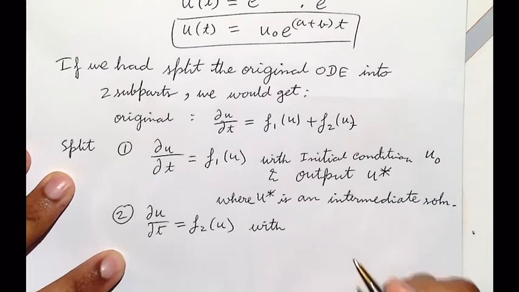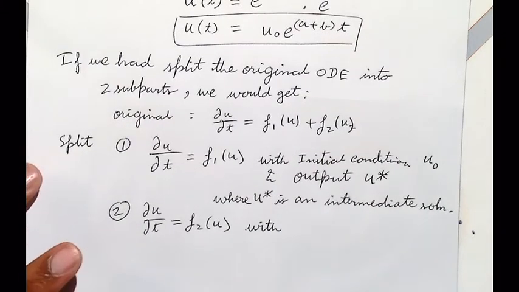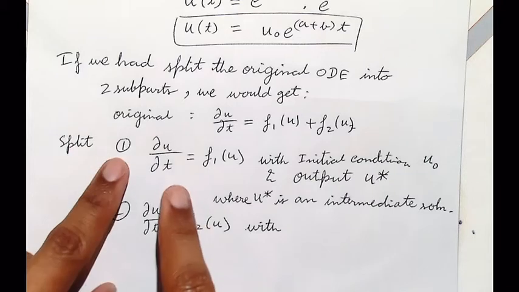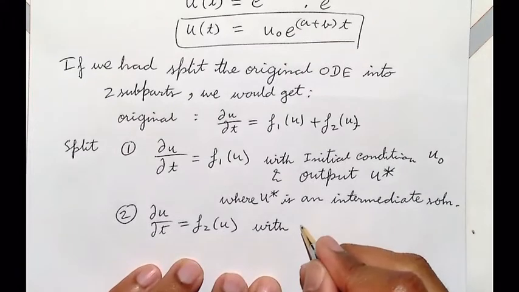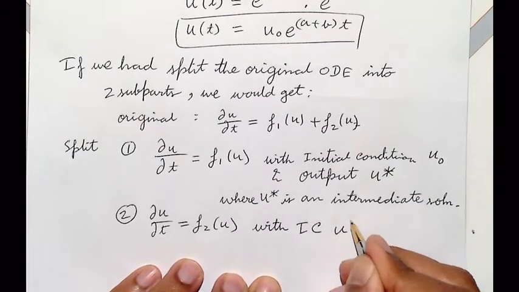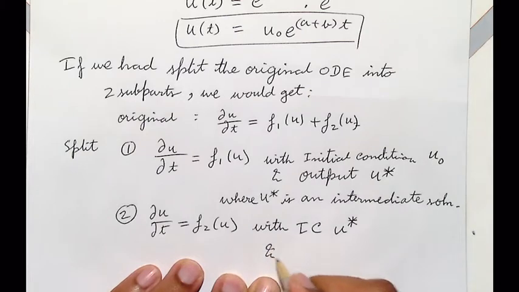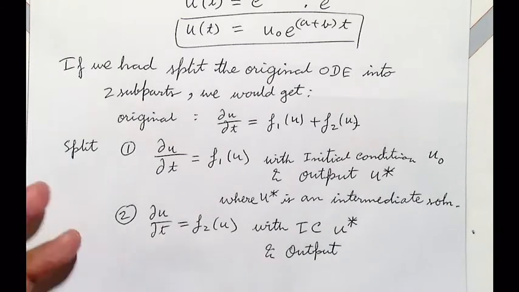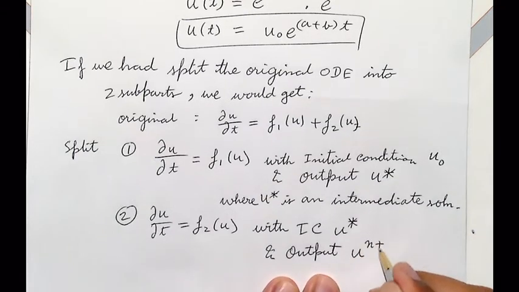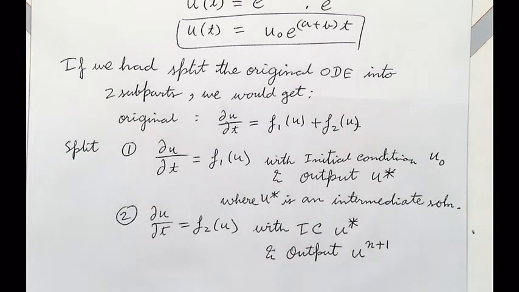Yes, that's exactly the idea, u star. You get the solution for part 1 and use that as the initial condition for part 2, with initial condition u star and output u star star, or let's say u n plus 1. u n plus 1 is what we're trying to solve for. Okay, let's see if this makes sense, if we get an answer that is close to what we should get.